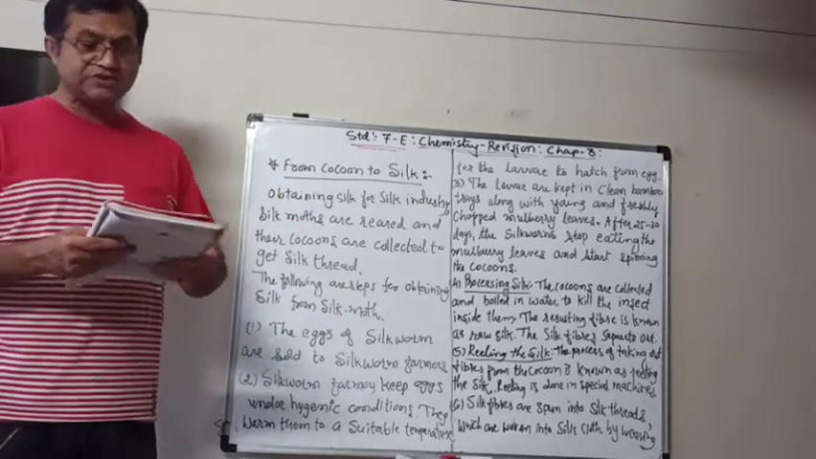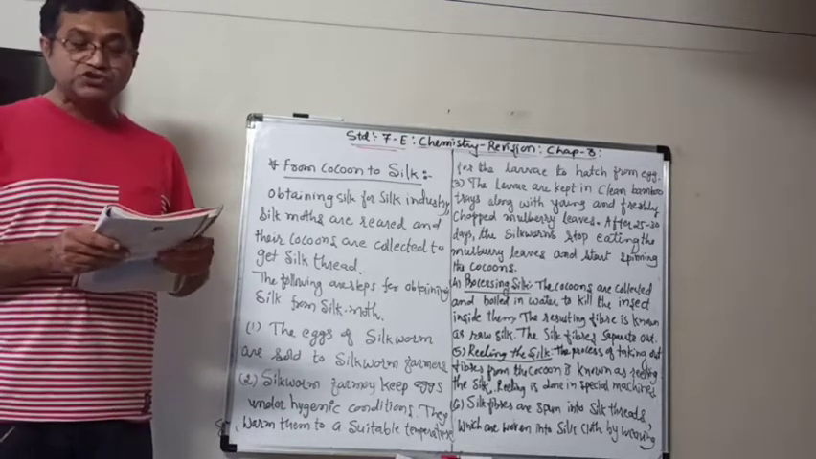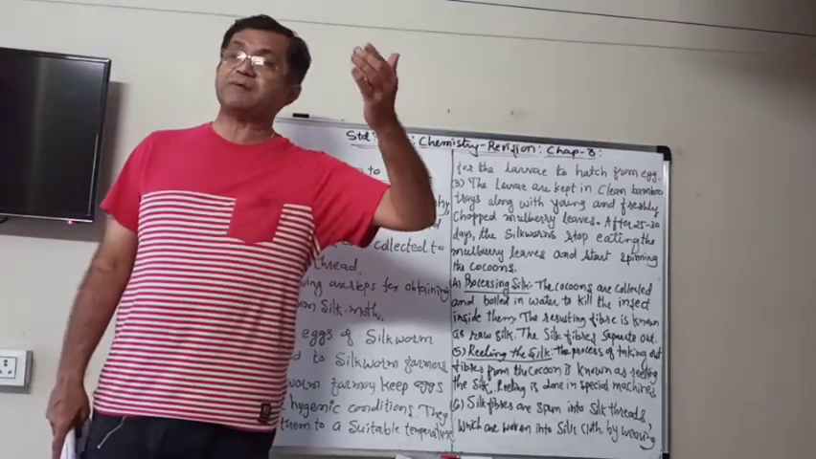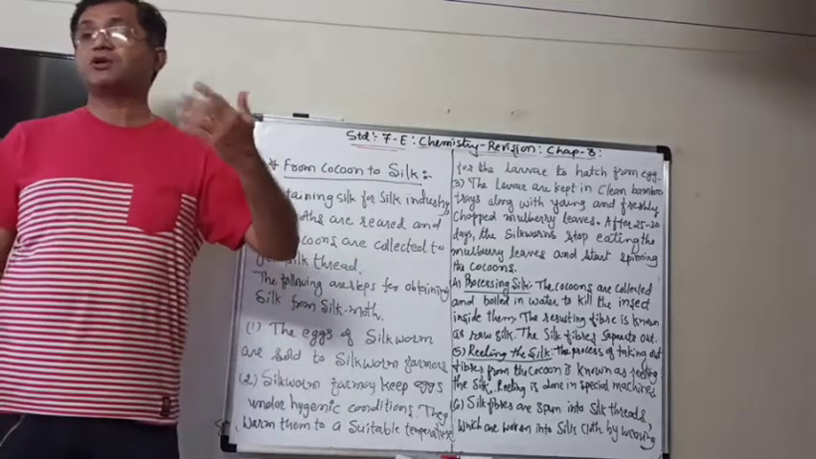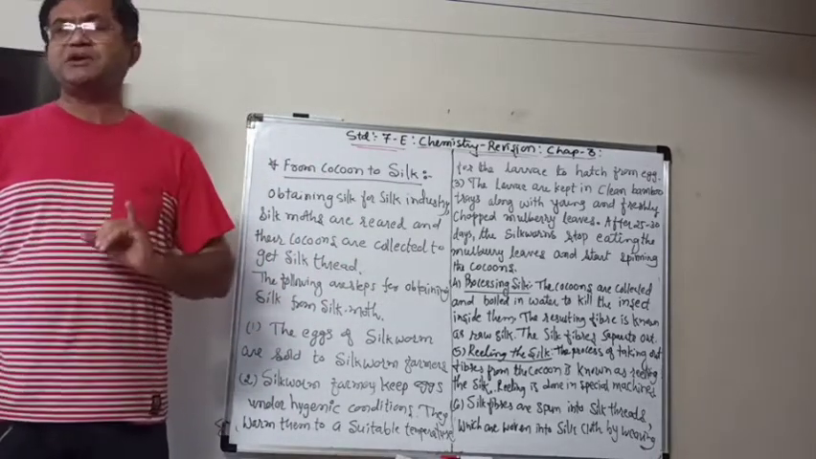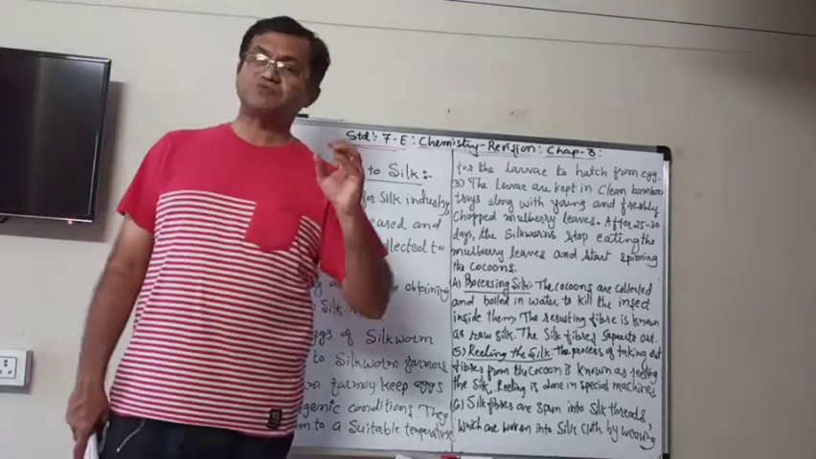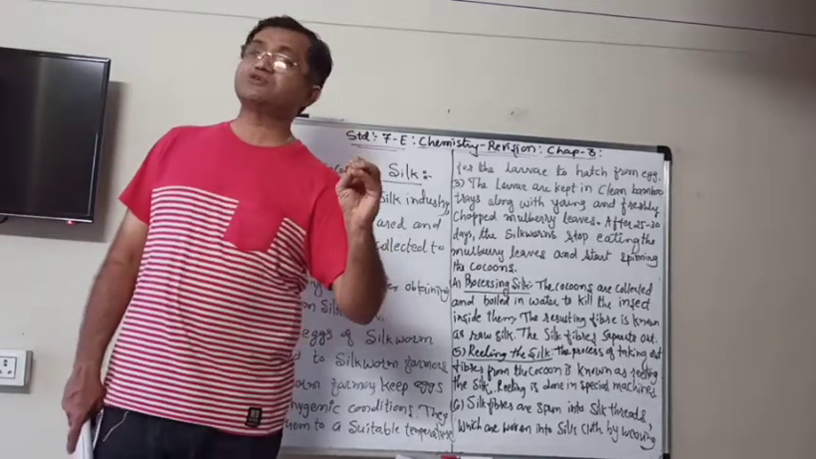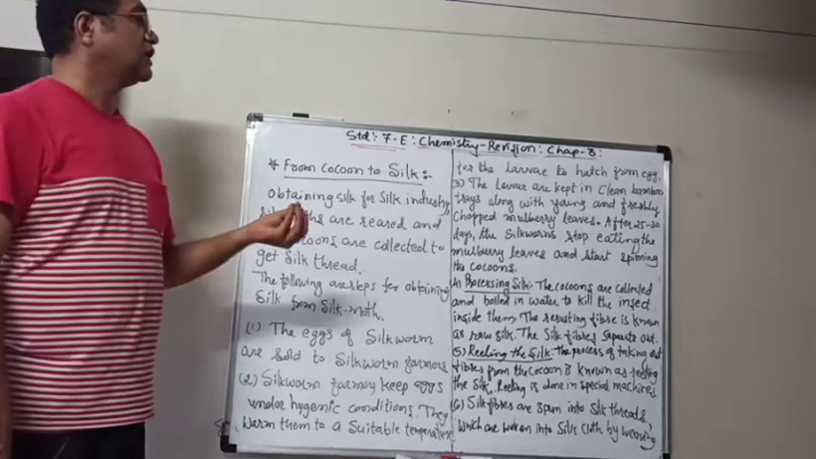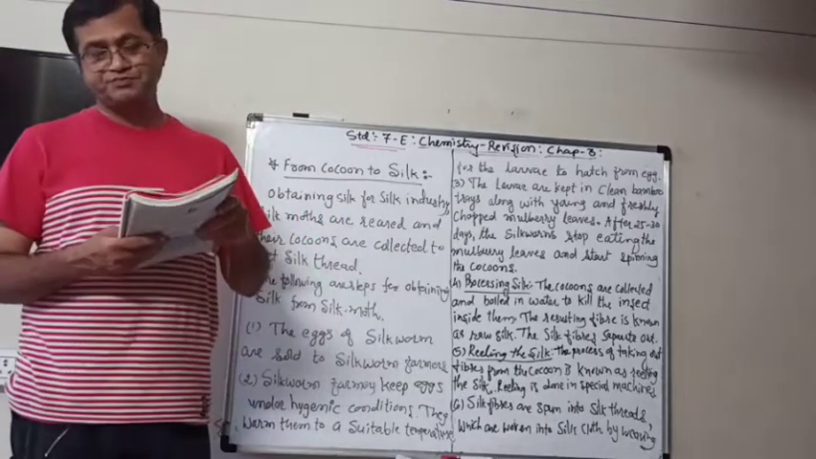So the farmers keep eggs under hygienic conditions and under suitable conditions of temperature and humidity. Not too high a temperature, not too low, not too humid, not too dry. The necessary humidity and temperature are maintained. So the silkworm farmers will keep them in totally hygienic conditions so that the hatching of the egg will be possible and the larva can come out.